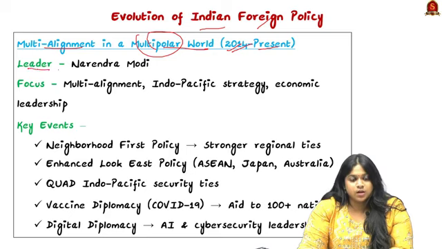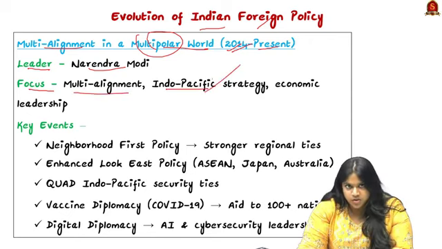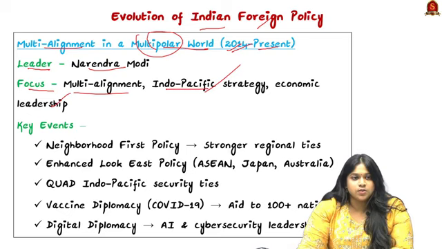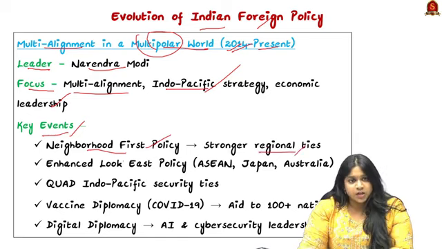So it was led by our current Prime Minister, Mr. Narendra Modi, where the focus was more on multi-alignment, having an Indo-Pacific strategy and economic leadership. Here it involved key events such as the Neighborhood First policy to strengthen our regional ties with the neighbors. It enhanced again the Look East policy, which included ASEAN, Japan, and Australia.